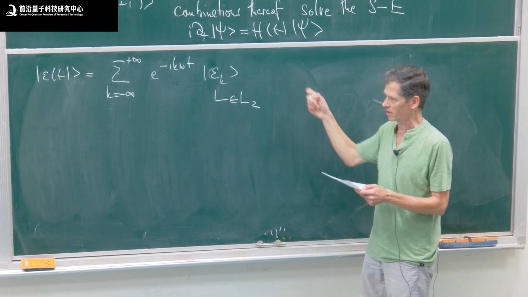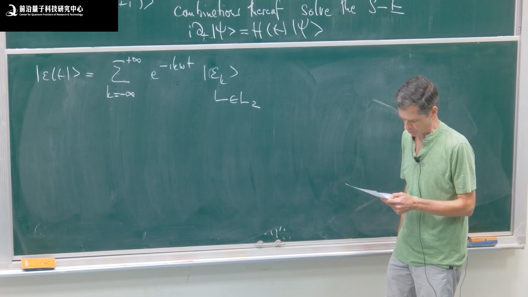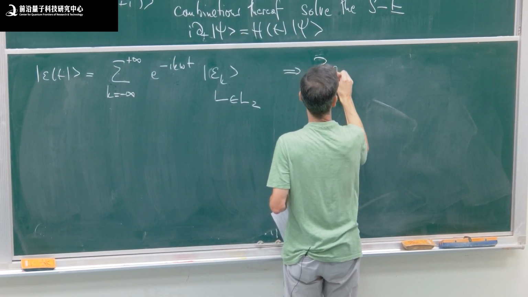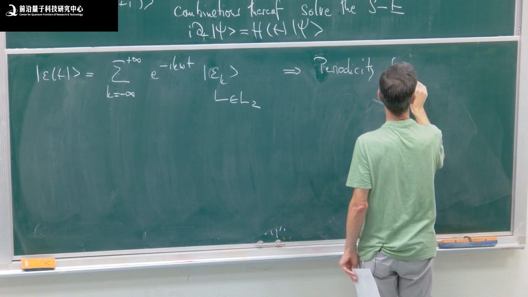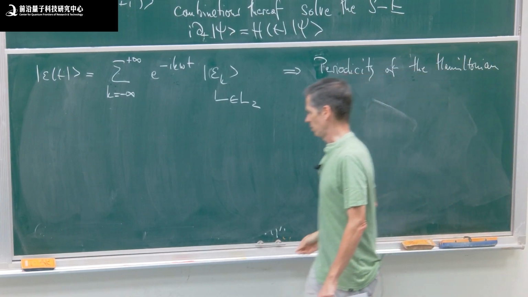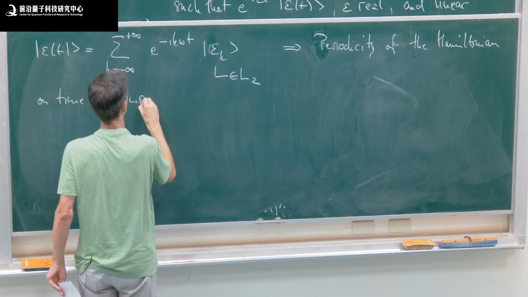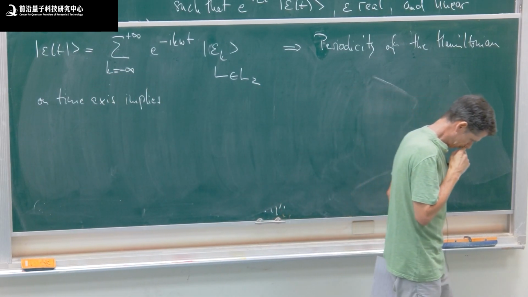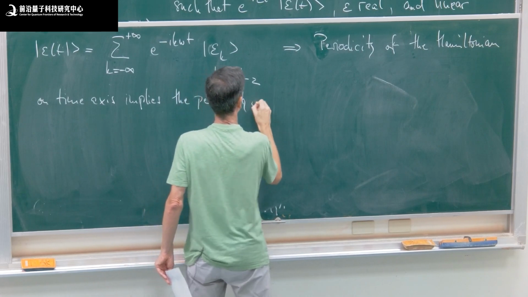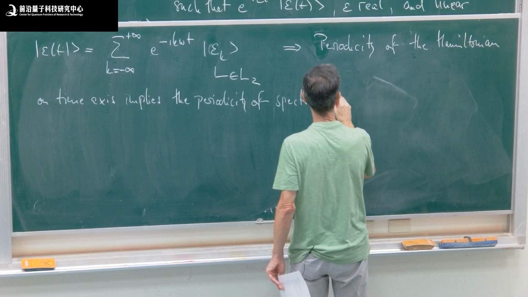So now the first thing which this gives us is that the periodicity of the Hamiltonian in time, on a time axis, implies the periodicity of the spectrum, of the Floquet spectrum, of the spectrum of these eigenvalues epsilon on the energy axis.